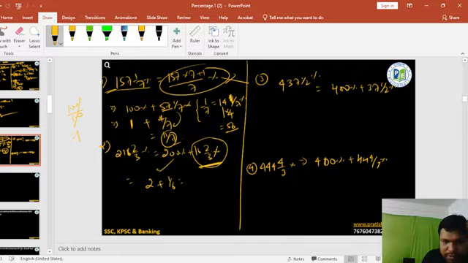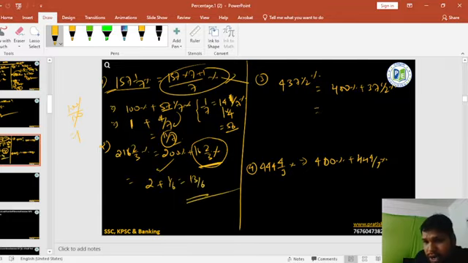So here, 1 by 6. This will become 13 by 6. Now 400. So 400 is how much? Now 37 1 by 2%. Here everyone feel the difficulty.